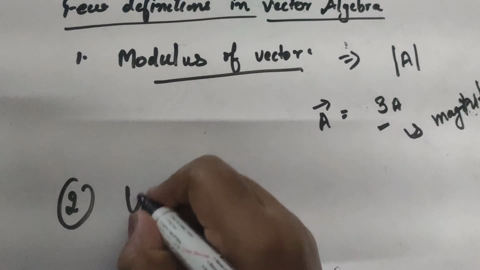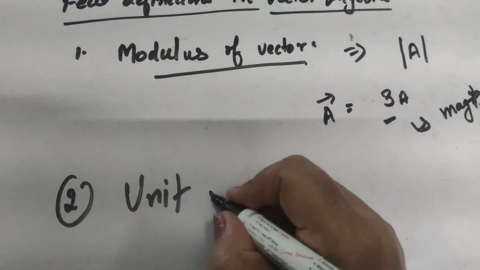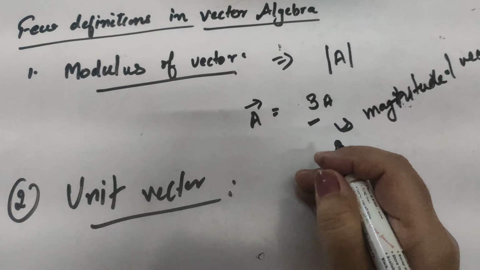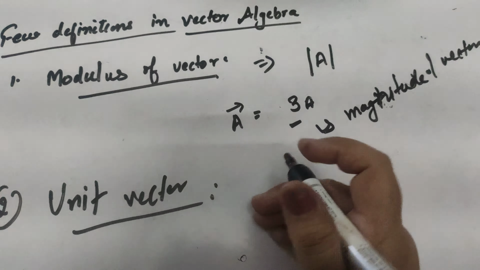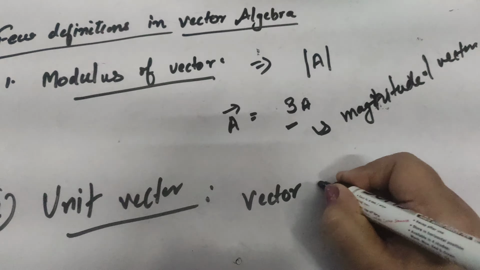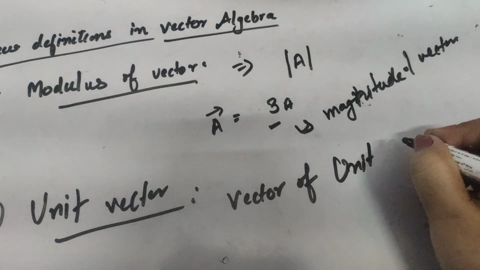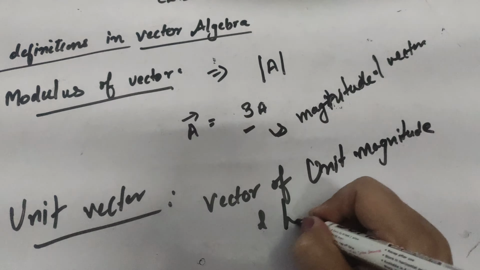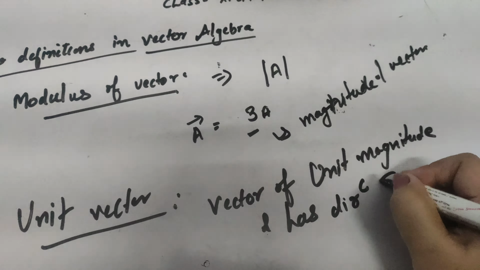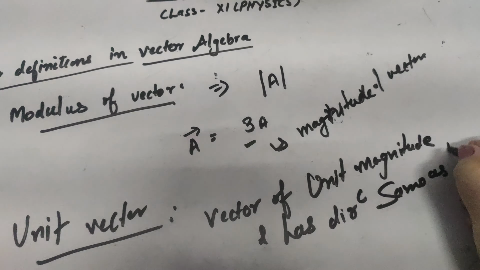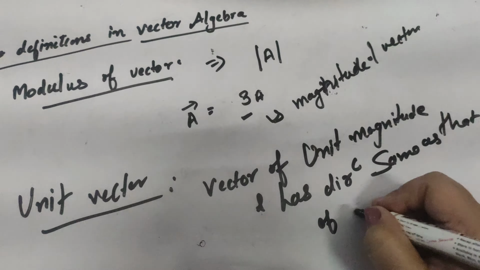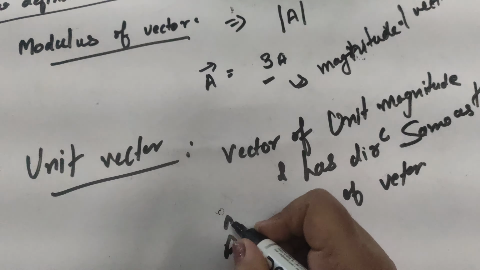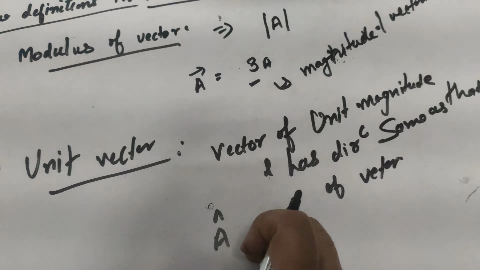Second one is unit vector, which is most important. Unit vector, what is this? Unit vector of a given vector is a vector of unit magnitude, and has direction same as that of the vector. So basically unit vector is represented by this word A cap. A cap means unit vector.